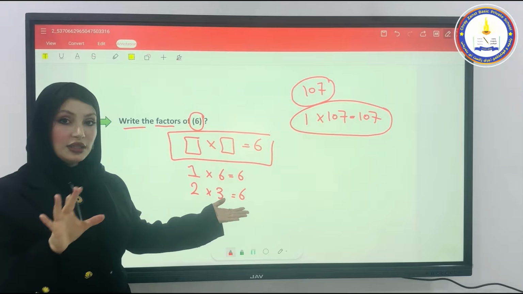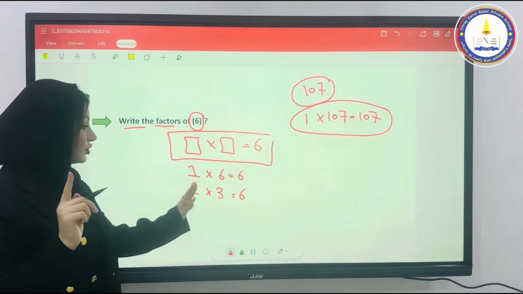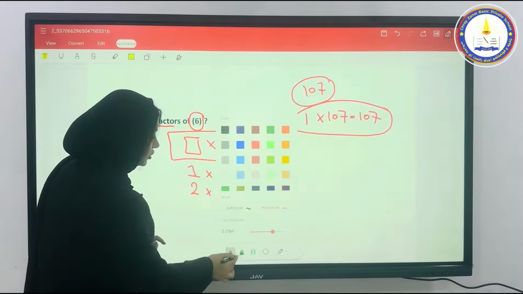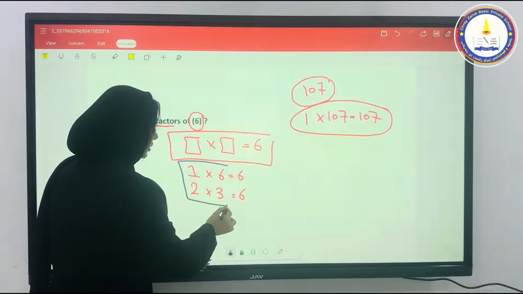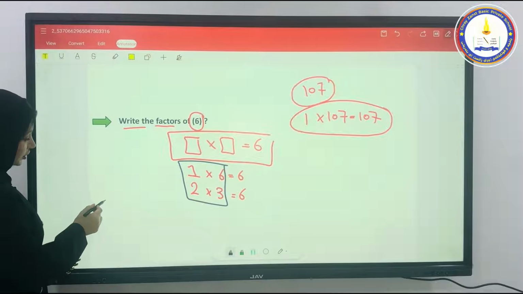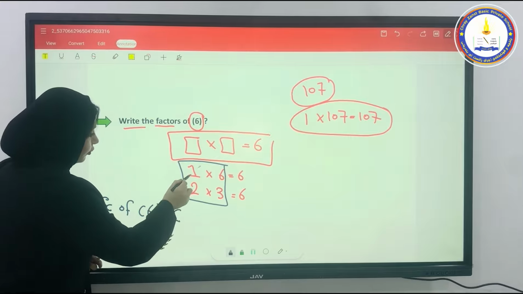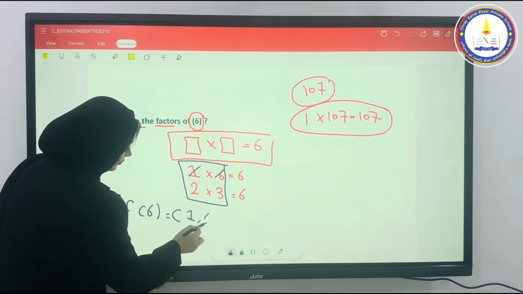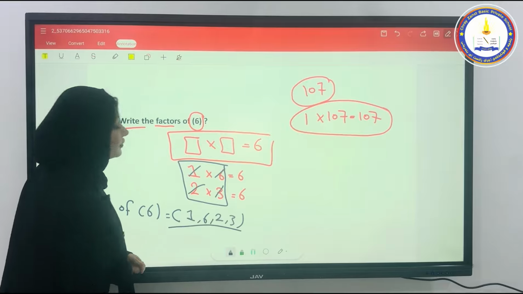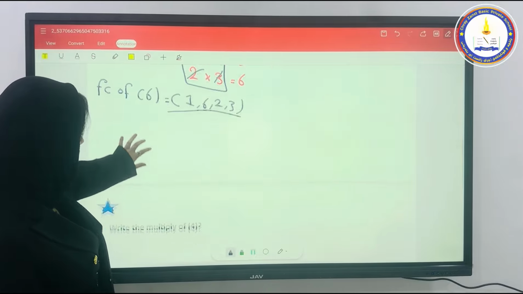So, have we done? Yes, we have done. Do not say, teacher, 3 times 2. I told you, write it one time, don't change the places. So if I think about it, I don't have any more. So what are these numbers that I used for 6? These numbers are the factors. Teacher, factors of 6 equal 1, 6, 2, 3. So these are the factors of 6. Okay, I hope you understood.